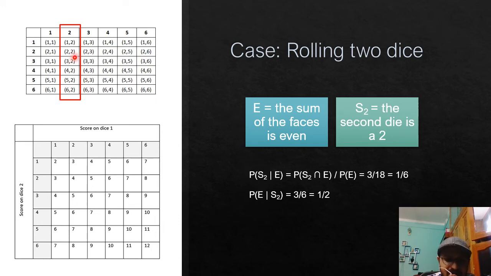So as explained earlier, there are only three favorable cases, that is 2 comma 2, 4 comma 2 and 6 comma 2. Hence 3 upon 6, which is 1 upon 2. So the important message that this example gives us is that the probability of occurrence of A given B has already happened is not equal to the probability of occurrence of B when A has happened. So these two probabilities are not similar. As we can see here, one is 1 upon 6 and the other is 1 upon 2.